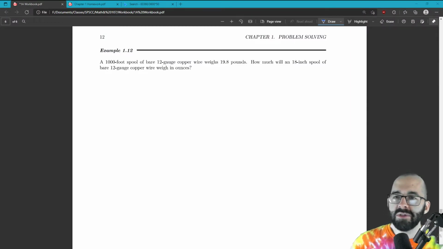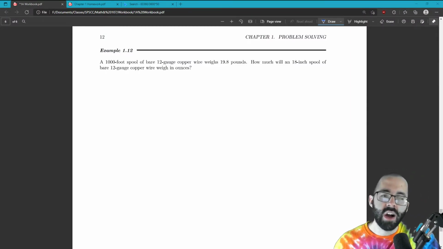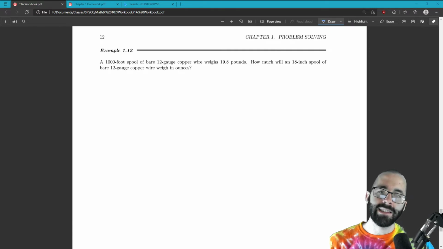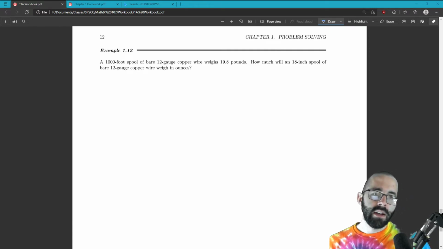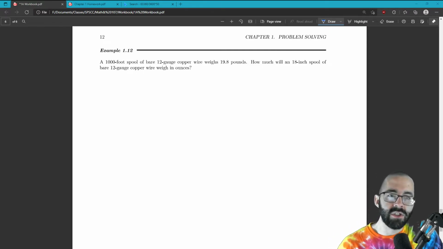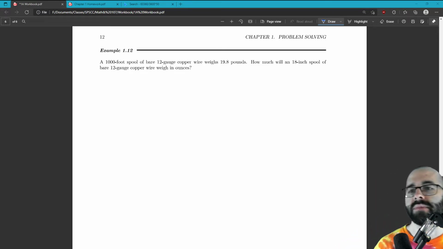We have a 1,000-foot spool of bare 12-gauge copper wire, and that wire weighs 19.8 pounds. And the question is, how much will an 18-inch spool of bare 12-gauge copper wire weigh in ounces?